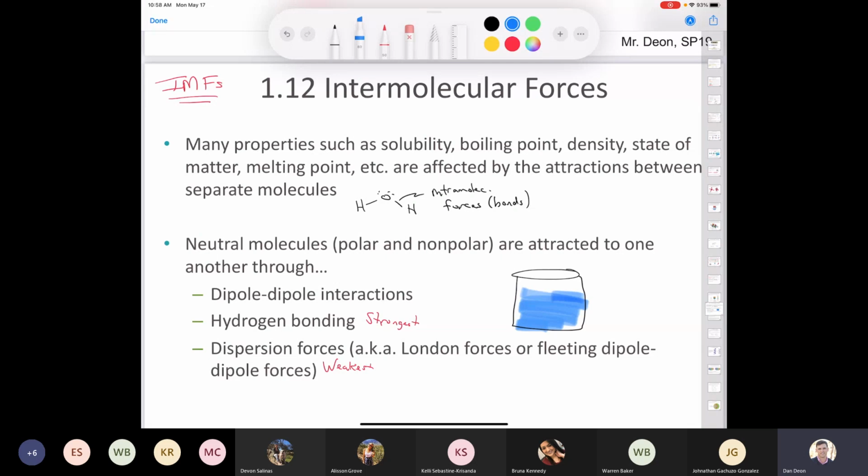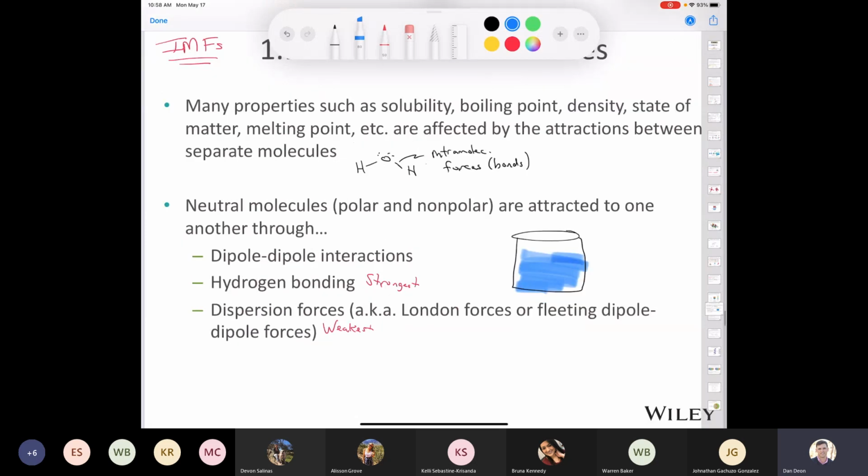Why? Because the intermolecular forces that hold the individual water molecules together are much stronger than the intermolecular forces that hold those molecules that make up the mixture called gasoline together. So we need to understand what those intermolecular forces are.